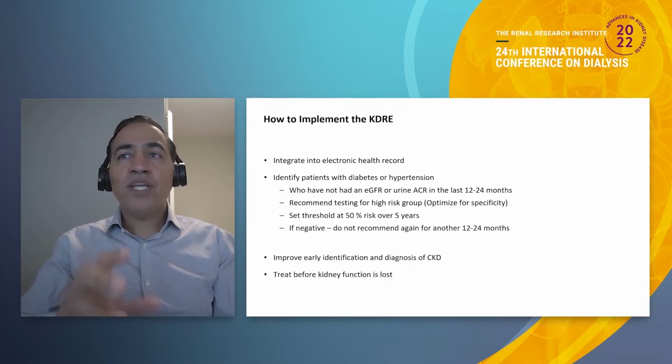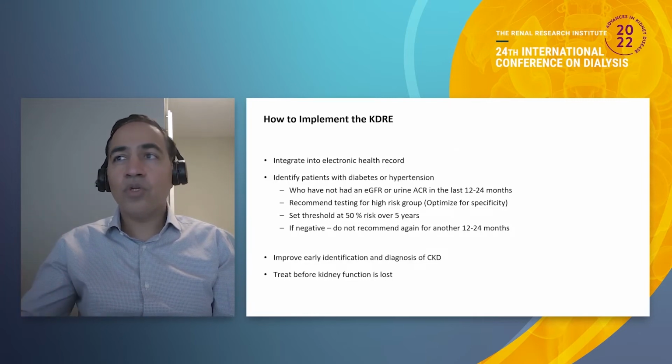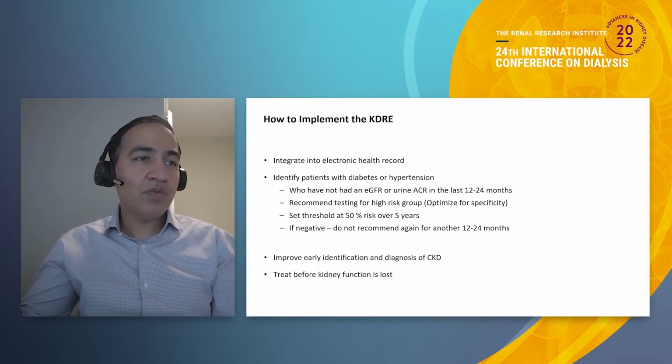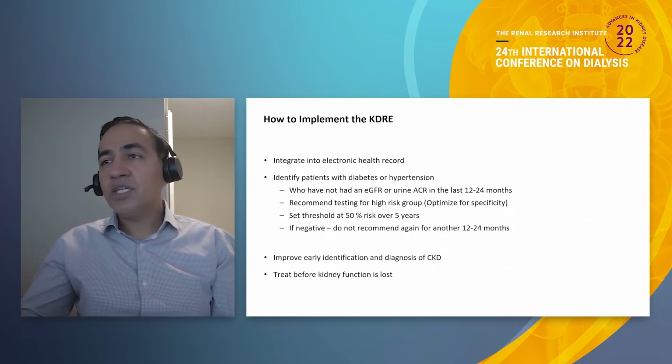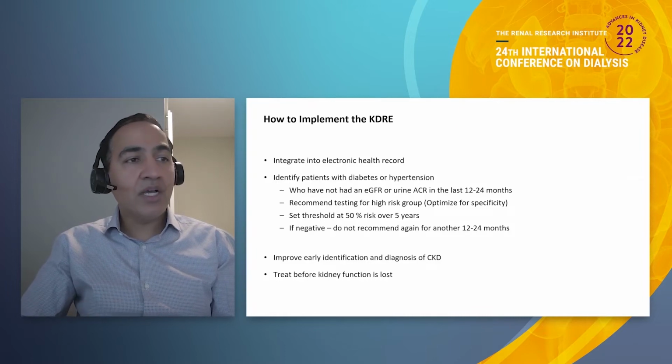You can focus on patients with diabetes or hypertension who've not had a GFR or urine ACR in the last 12 to 24 months. And you recommend testing for the high-risk group, so optimize for specificity. And you can set a threshold at if you're more than 50% risk of having kidney disease, let's test you again. And if you're negative, let's test you again maybe in another 1 to 2 years. I think this will give us a really great opportunity to improve early identification and diagnosis of CKD and treat before kidney function is lost.